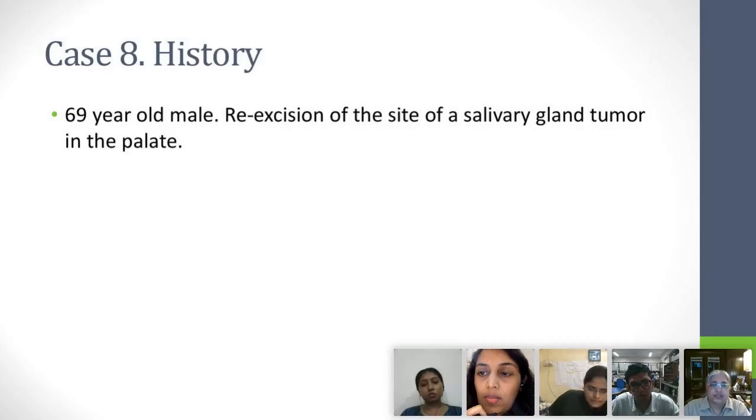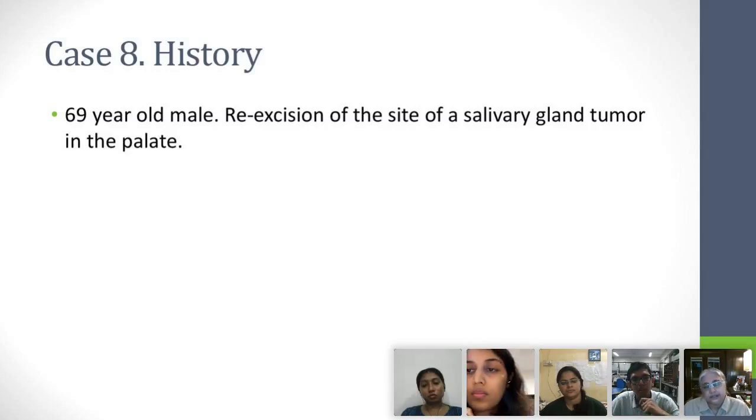Re-excision of the site of a salivary gland tumor in the palate. What do you understand by that history? You understood that there was a recurrence? No, ma'am. This is the site of excision of the previous salivary gland tumor. So why are they re-excising it? What do you think this surgeon is doing?